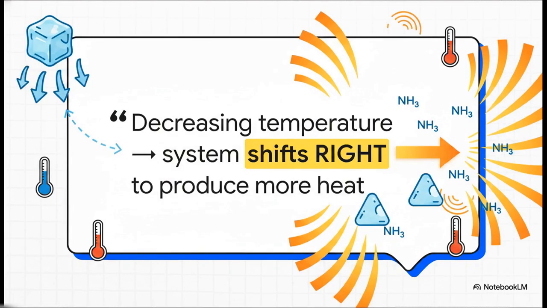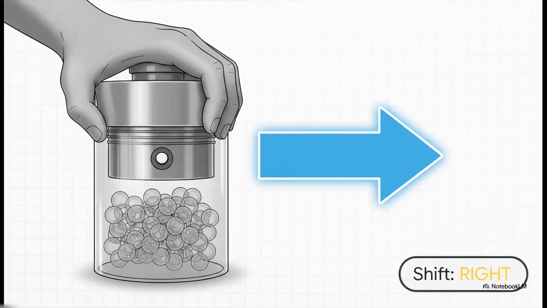Now let's play Le Chatelier's game for a second. What happens if we cool this system down? We're essentially stealing its heat. Well, the system hates that stress. So to counteract the loss, it shifts to the right, toward the exothermic side, to literally manufacture more heat and warm itself back up. And as a brilliant side effect, by shifting right, we naturally produce a massive amount of extra ammonia.